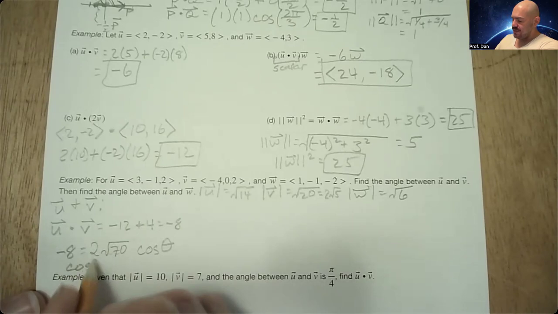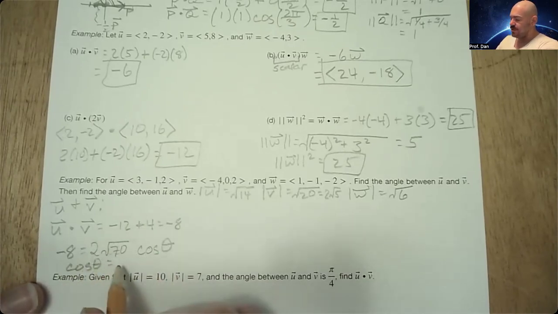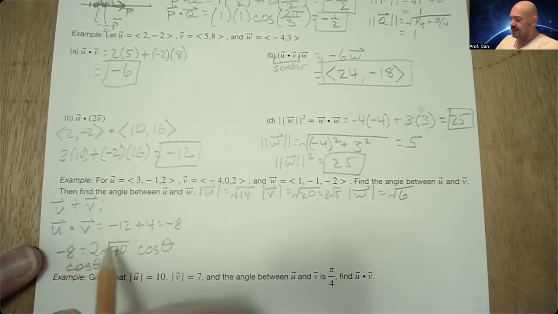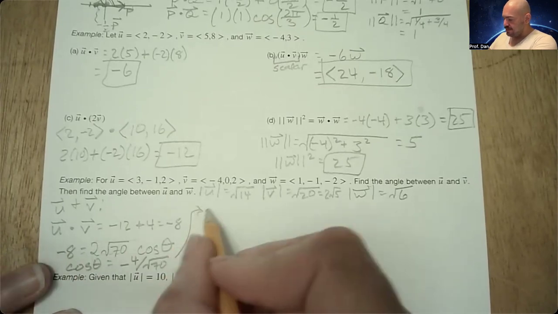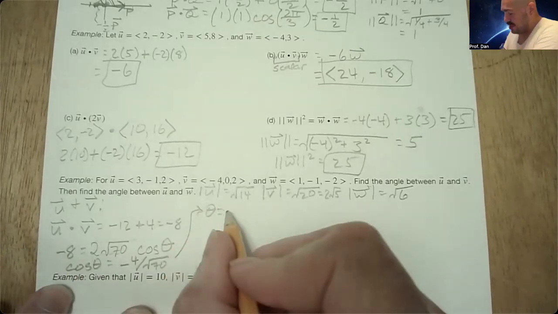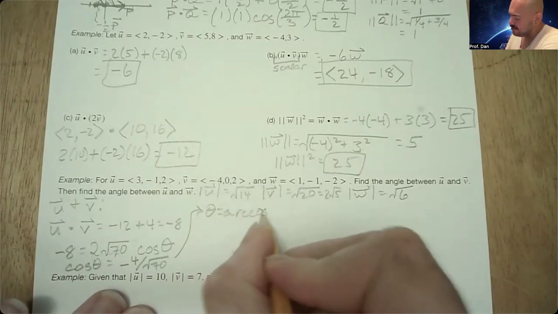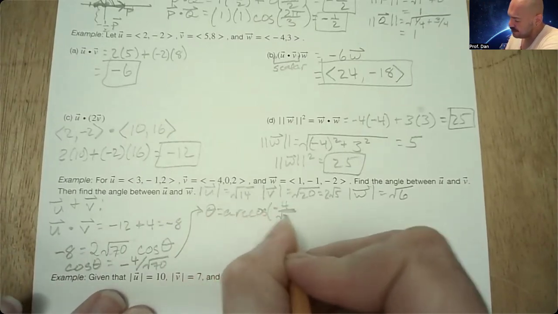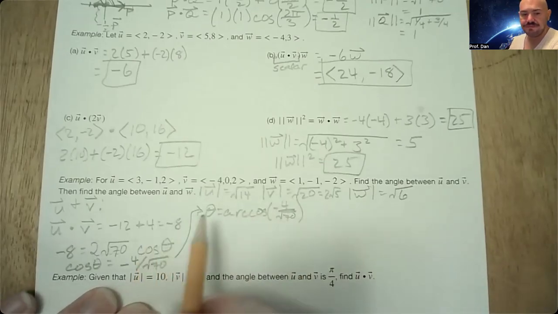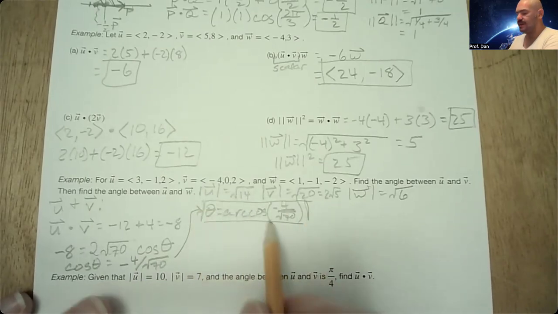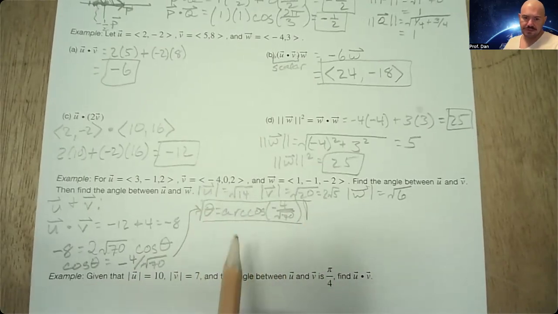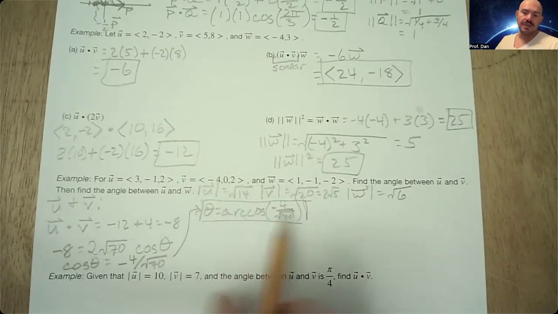In the meantime, let's just focus on solving this. So we know that cosine of theta, we have to isolate the cosine first. It's going to be equal to -8 divided by 2 square root 70. Simplifying that, I would get -4 over the square root of 70. So the angle theta would be arc cosine of -4 over square root of 70. And again, we could use a calculator to find the inverse cosine of that angle.